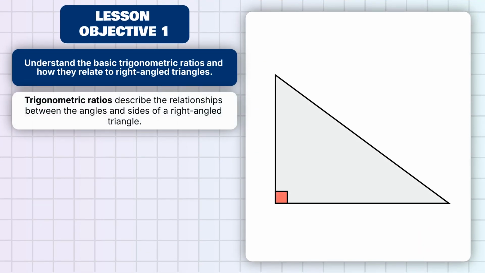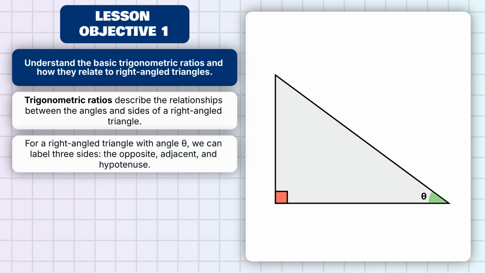Trigonometric ratios describe the relationships between the angles and sides of a right-angled triangle. Let's label one of the angles, which isn't the right angle, with the Greek letter shown, which can be read theta. For a right-angled triangle with angle theta, we can label three sides: the opposite side, adjacent side, and hypotenuse.